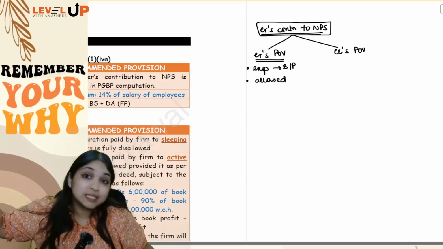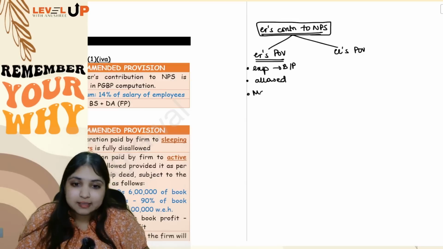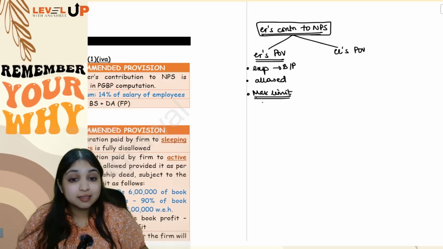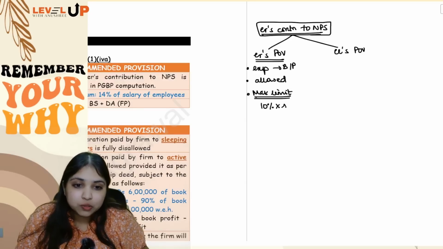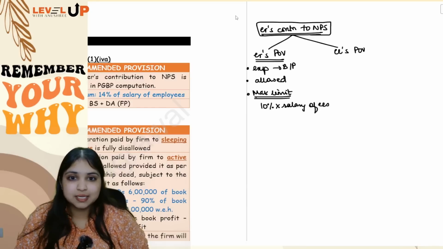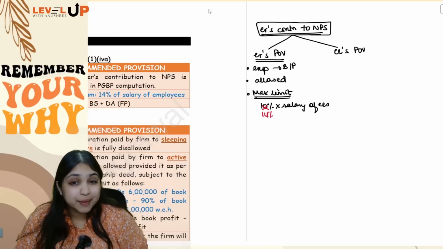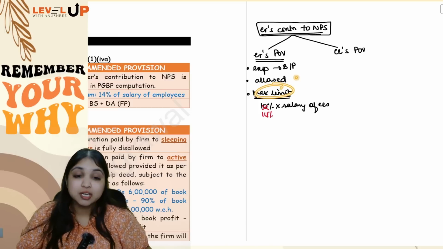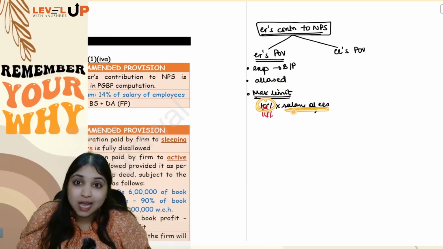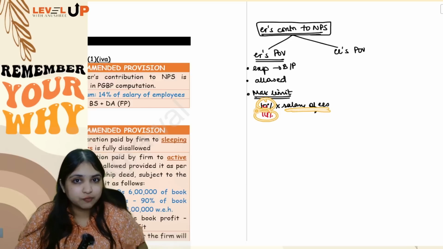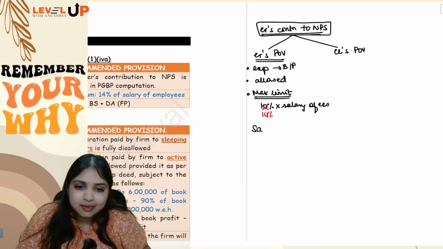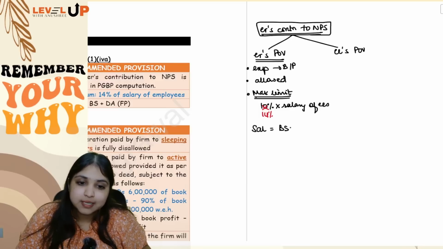Yes, it is allowed. Even earlier it was allowed. But there is a maximum limit, that how much maximum will it be allowed. Earlier the limit was it will be allowed up to 10% of salary of employees. But now this 10% number has been changed to 14%. Got it, guys? You understood the amendment? The maximum limit has changed. Earlier up to 10% of employee salary only was allowed. Now 14% of employee salary is going to be allowed. And salary means what? That remains the same. Salary means basic salary plus DA forming part, full stop.